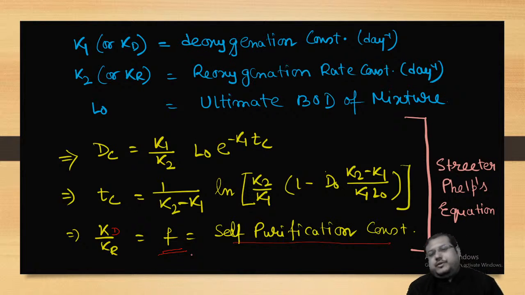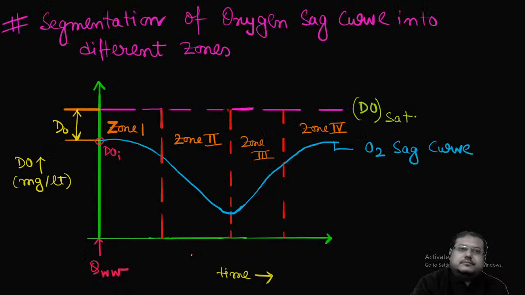This whole set of equation along with the graph is called as Streeter-Phelps equation. The whole set of equation which is defining the process is called as Streeter-Phelps equation. Have a look.